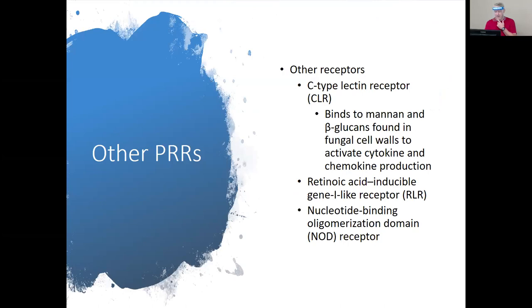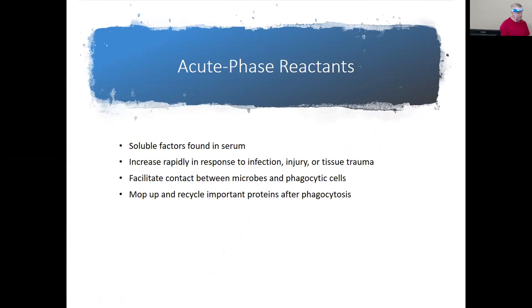We have some others: C-type lectin receptors and retinoic acid inducible gene-1 like receptors. These are others. I think we're good if we get the first part down. I'm not worried about that slide as much as the other stuff. I think the PRRs, the PAMPs, and the TLRs are what I want you to remember, okay?